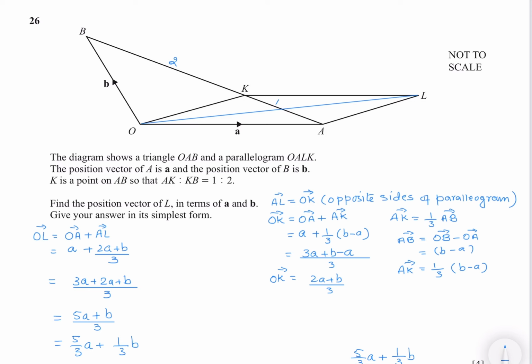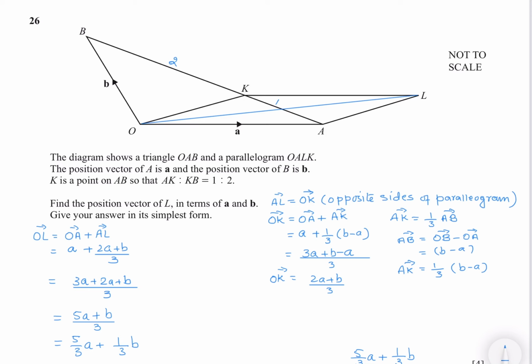So put this value back in AK. So OK becomes a plus 1 over 3 of b minus a. Take the LCM 3, so it becomes 3a plus b minus a. So OK becomes 2a plus b over 3.